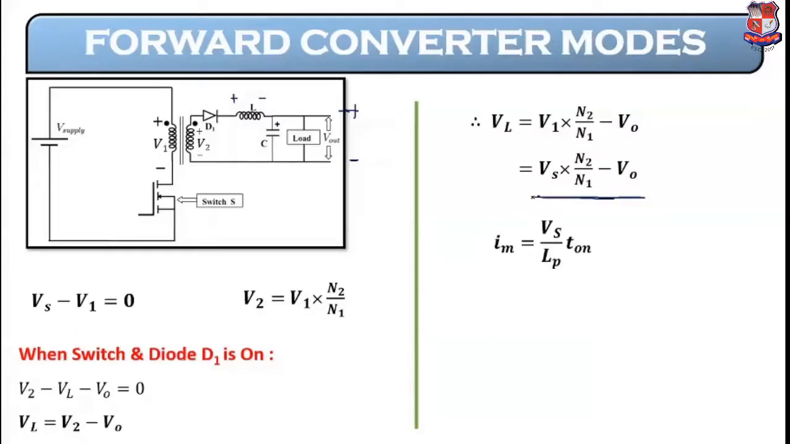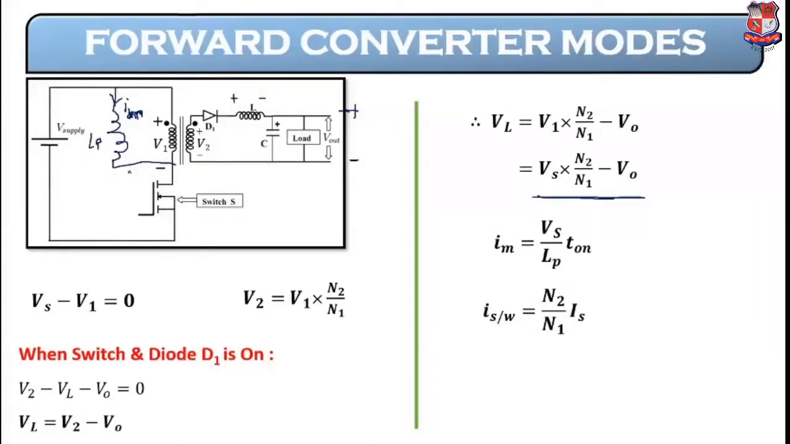Similarly you are able to find the magnetizing current flowing in the primary side. It means that this inductor can be realized with a primary magnetizing inductance which is connected in parallel with the actual inductor. So suppose this has primary inductance LP and there is some primary magnetizing current flowing over here. Then Im will be equal to Vs divided by LP into turn-on time.